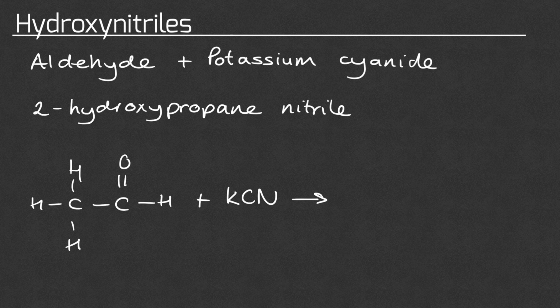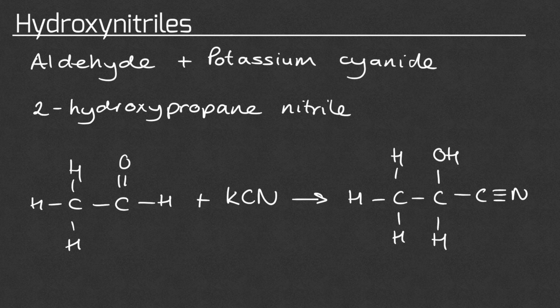So if we want to form propane nitrile having 3 carbons in the chain, we need to start off with an aldehyde which has 2 carbons in the chain because we're adding a carbon when we add the nitrile group. This is different from most mechanisms you'll come across during A-Level Chemistry, where the number of carbons at the start is the number of carbons at the end. So you need to remember when forming hydroxynitriles that you're going to add a carbon to the chain. So this would form 2-hydroxypropane nitrile.